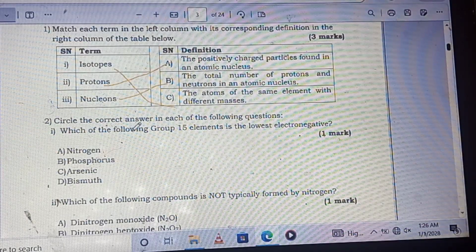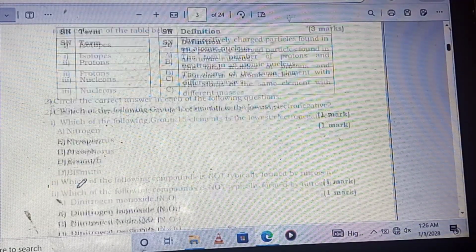Question 2. Circle the correct answer in each of the following questions. I. Which of the following group 15 elements has the lowest electronegativity? The correct answer is letter D, bismuth. Because bismuth has the lowest electronegativity, as we go down group 15, electronegativity decreases.